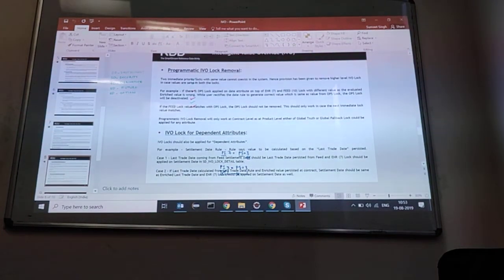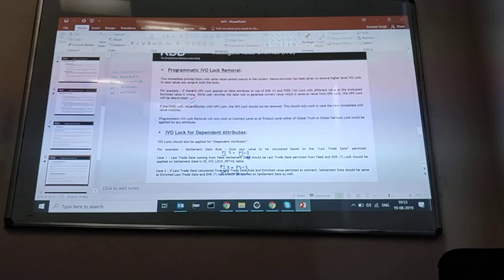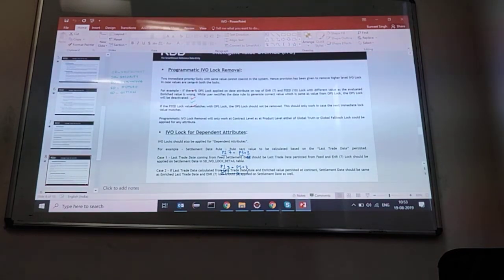See, in case of manual log, unless at contract level, I don't want to put any fallback log. Why will I put a fallback? Either I will put an ops log and send that value. If the client says, you don't send me that value, you send me what is coming from field, then what I will do is deactivate the ops log.